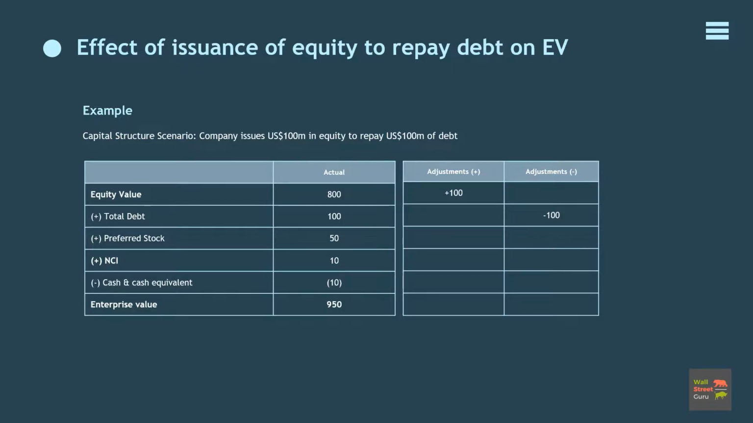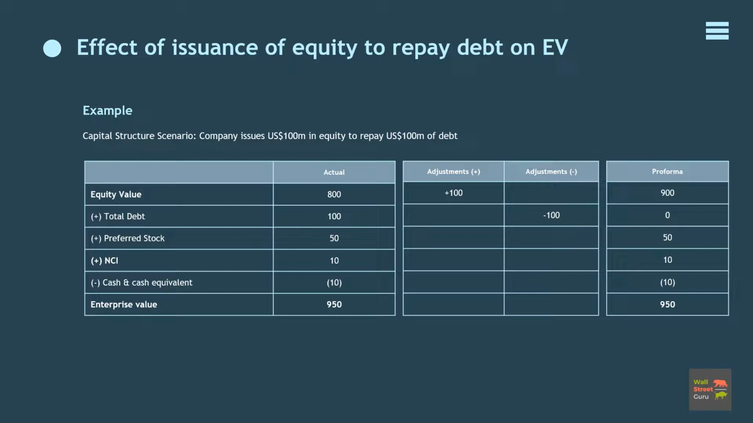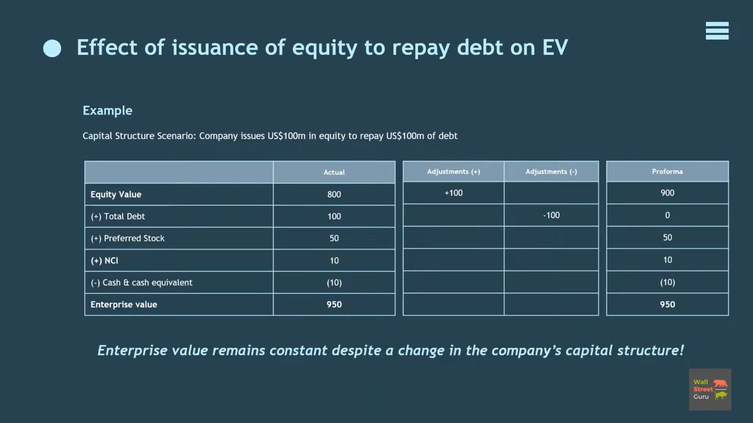You can see that the issuance of 100 million in equity increases equity value but is later offset by the reduction in 100 million in debt. Hence, the company's enterprise value remains constant at 950 million. In both examples, enterprise value remains constant despite a change in the company's capital structure.